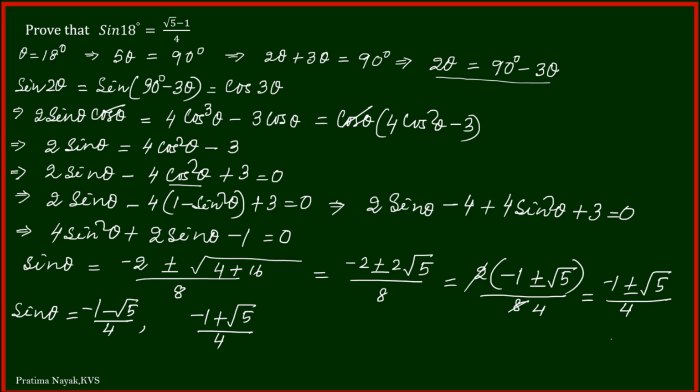Now see, sine 18 degree, theta is 18 degree, so sine 18 is an acute angle. It is between 0 to 90 degrees, so it is always positive. So if I take this negative one, it will be negative, so it is not possible, because sine 18 degree is positive. So sine 18 equals square root 5 minus 1 over 4.